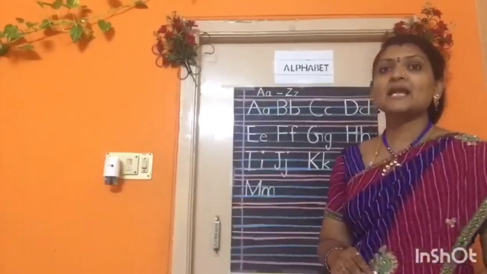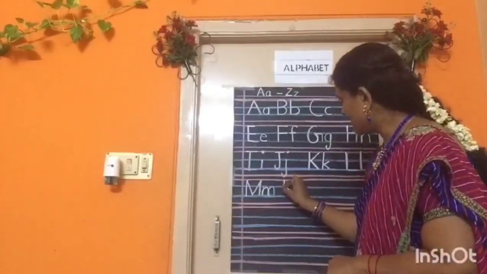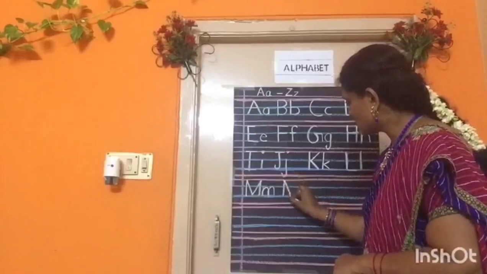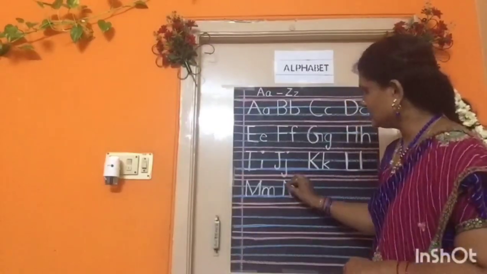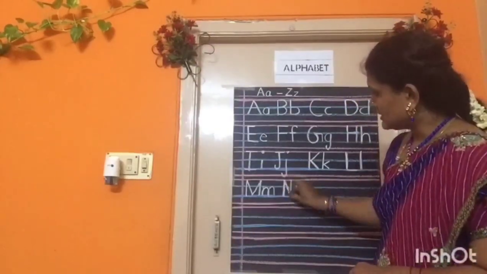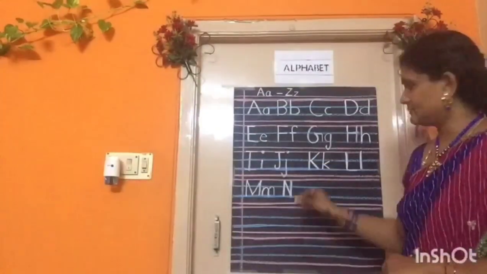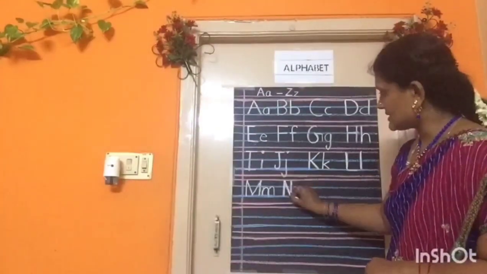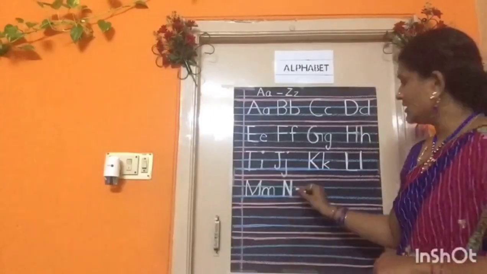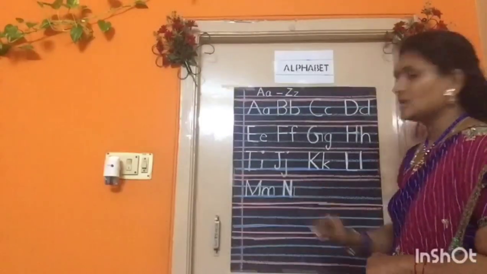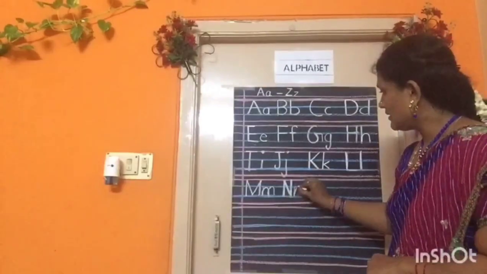Now comes N. N says N. Now capital N, small n. How? Vertical line, left slant and go up. Vertical line. Vertical line, slant line, vertical line. Next, small n. Vertical line, hump curve.